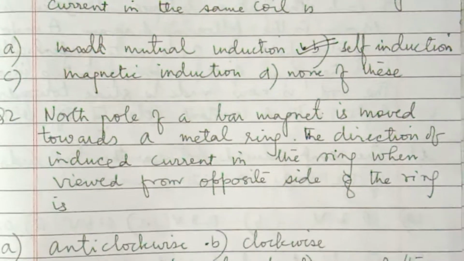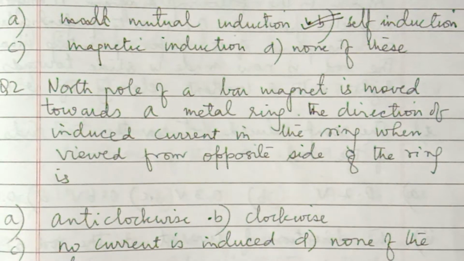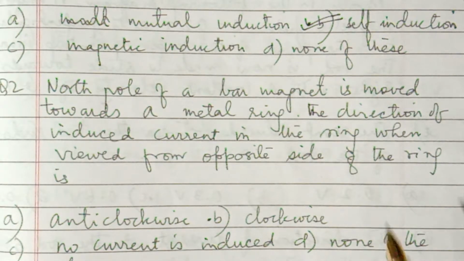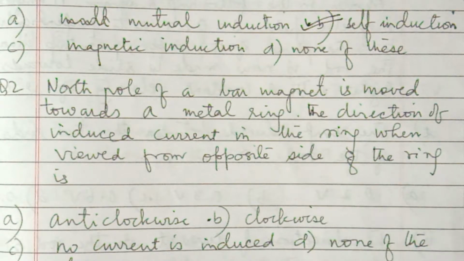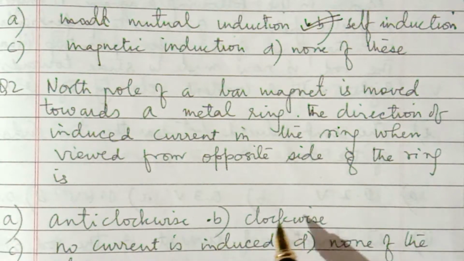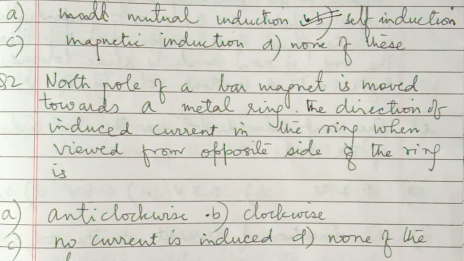Okay, so the next question: the north pole of a bar magnet is moved towards a metal ring. The direction of induced current in the ring when viewed from the opposite side of the ring is anti-clockwise, clockwise, no current is induced, or none of these. When a magnet is moved towards a coil, what happens? There is a change in magnetic flux.